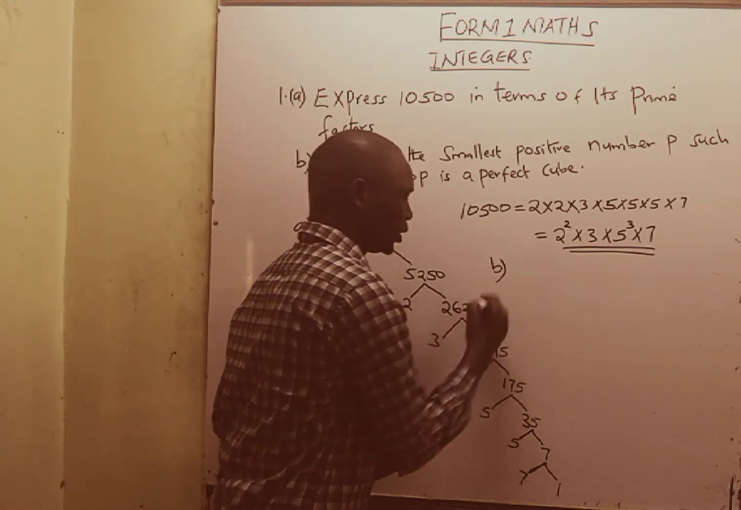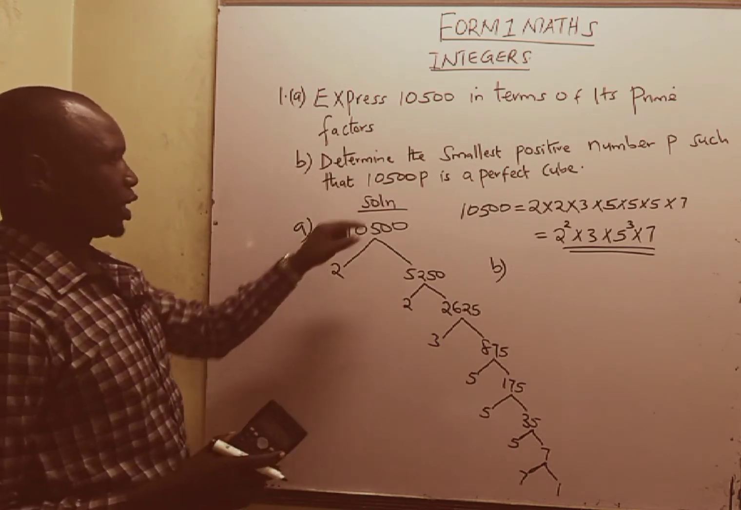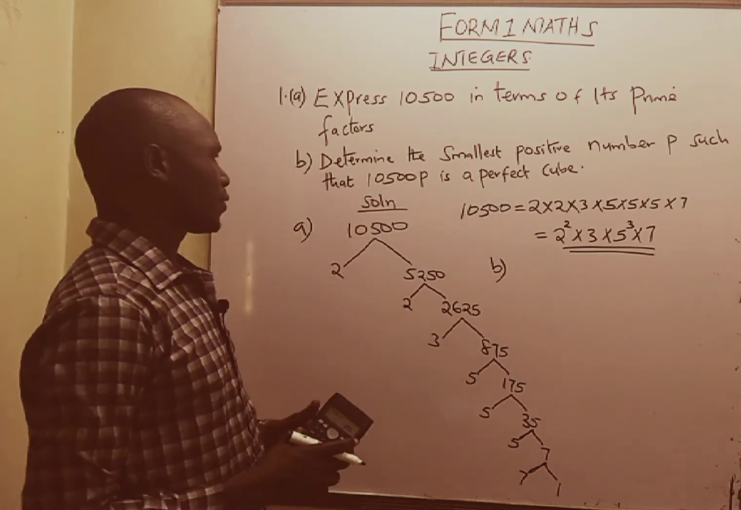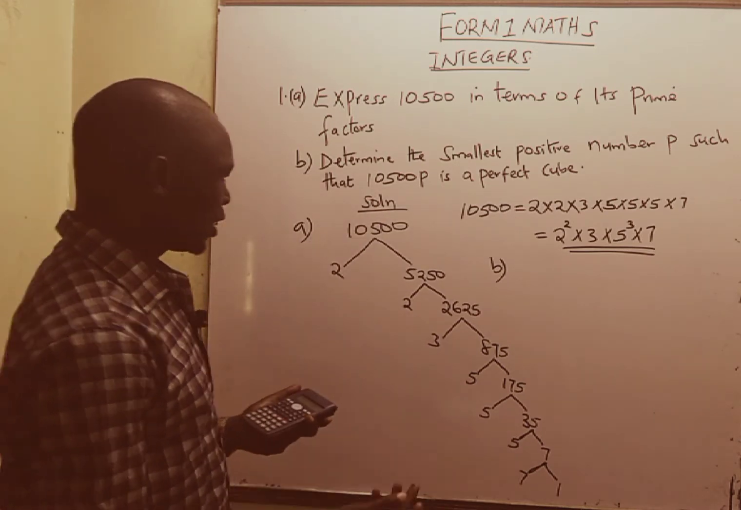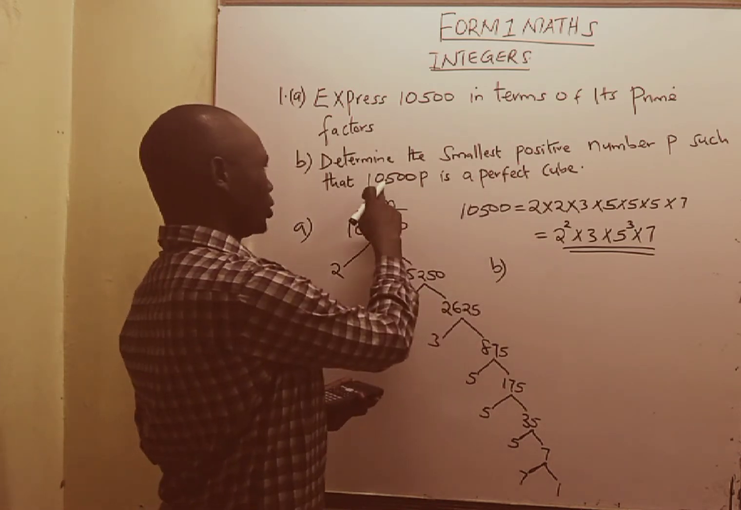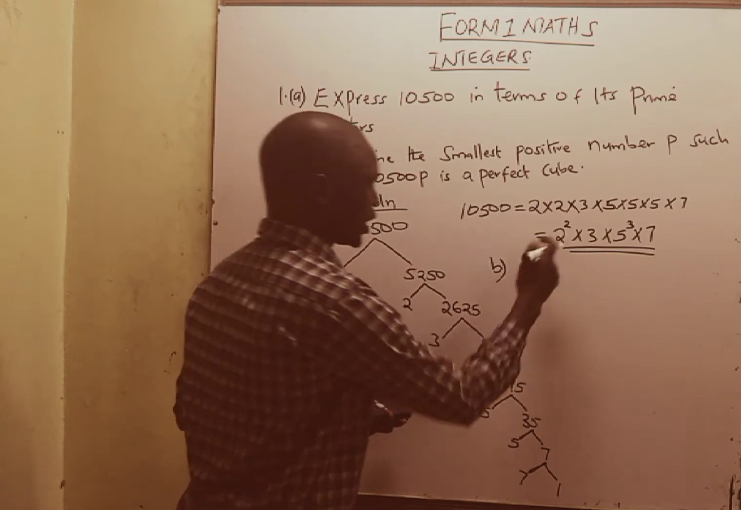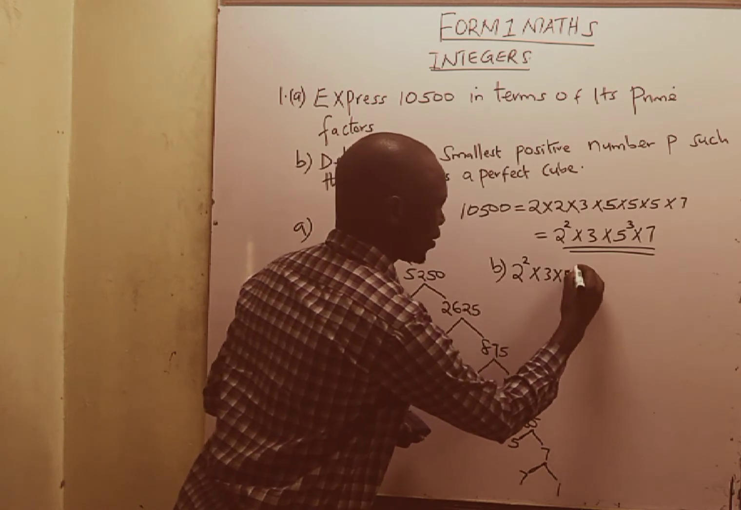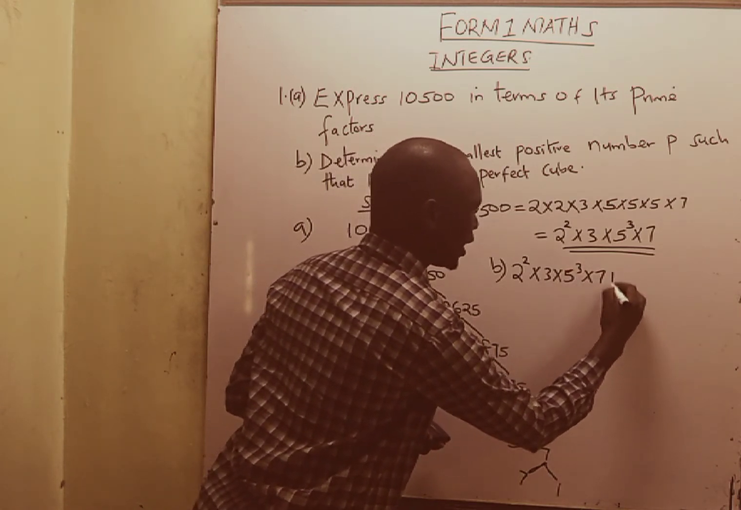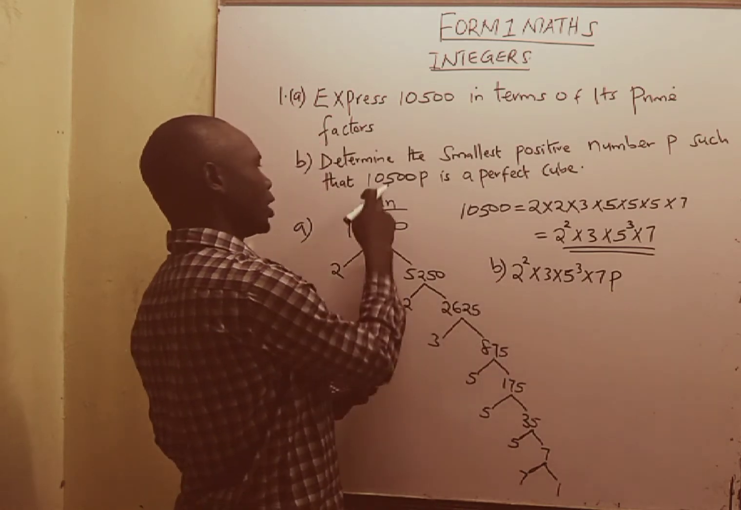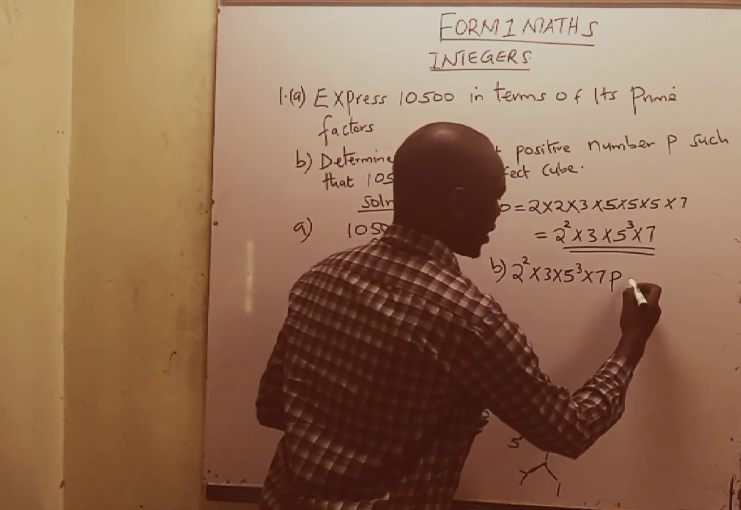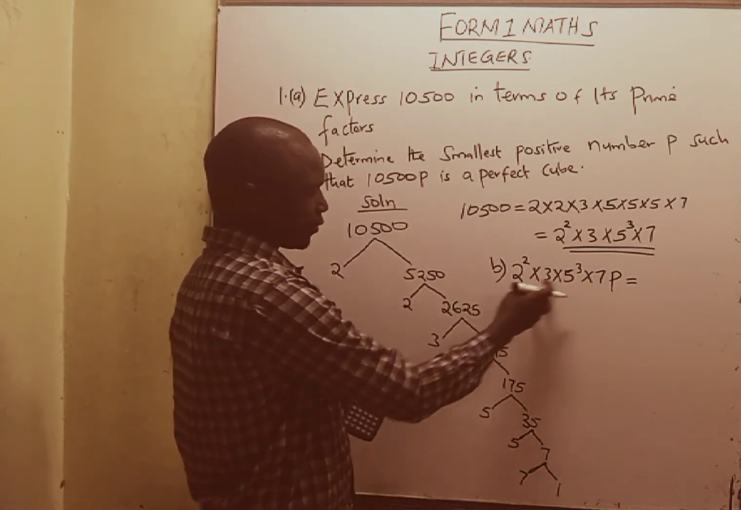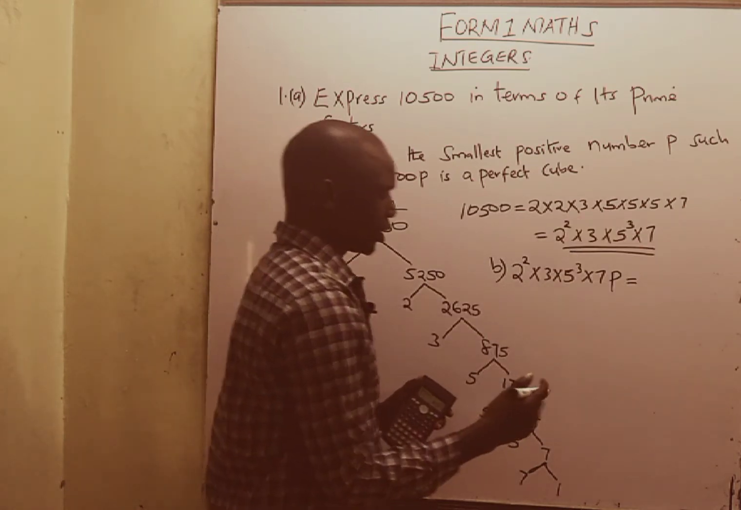Now we can go to part B, where you are supposed to determine the smallest positive number p such that 10,500p is a perfect cube. It is very simple. For us to get a perfect cube, we take 10,500p, which is the same as 2 power 2 times 3 times 5 power 3 times 7 times p. We want to make this a perfect cube, meaning all the factors that we have here should be cubed on the other end.